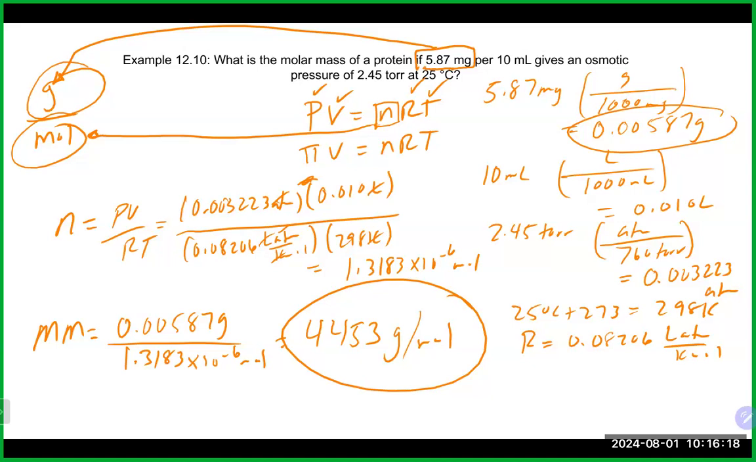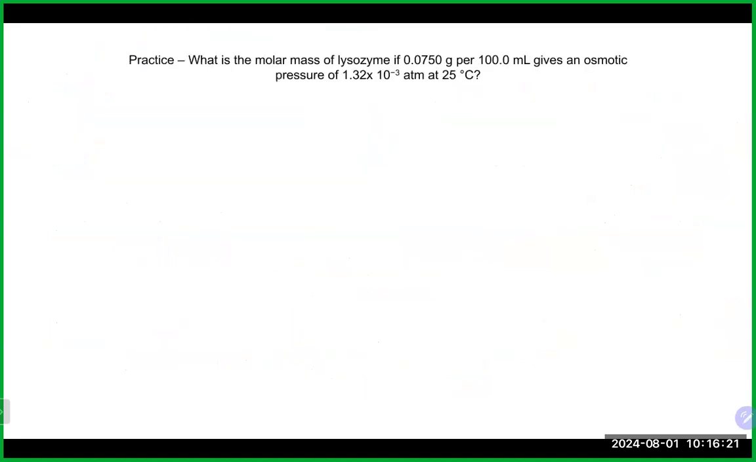All right, so why don't you try another one here and see what you come up with. What is the molar mass of a lysozyme, if you have 0.075 grams per 100 milliliters, which gives an osmotic pressure of 1.32 times 10 to the minus 3 atmospheres at 25 degrees? Okay, so similar sort of calculation on this one.